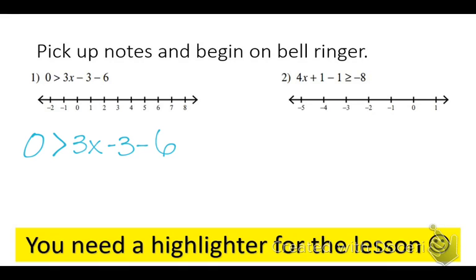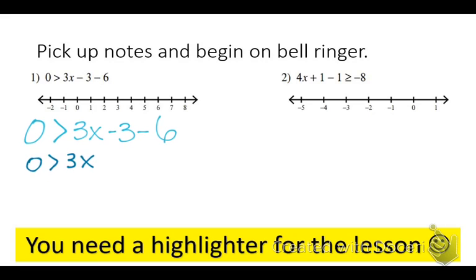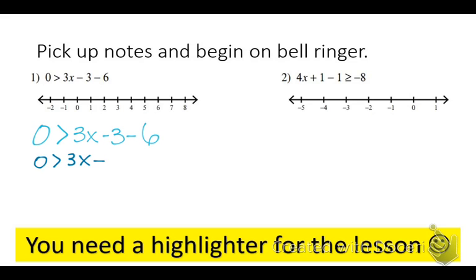Here we go. What do we do first? You add 6. We combine our like terms. What's minus 3 minus 6? Negative 9. It's okay. Alright, so what do I do next? Add 9. So I have 9 is greater than 3x. Then what do I do to finish the problem? Divide by 3. It's not negative, so we don't flip.